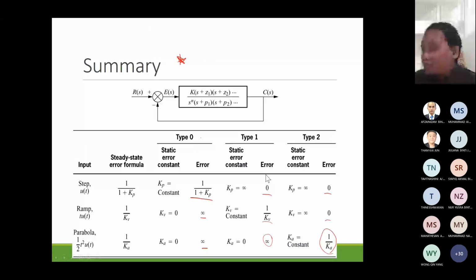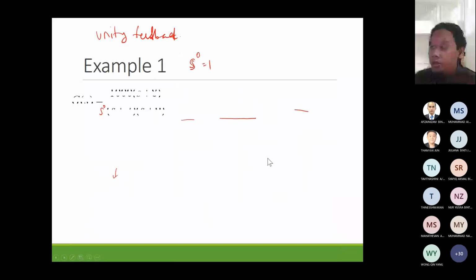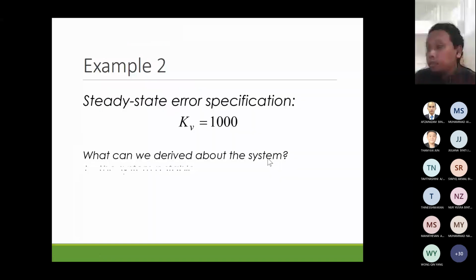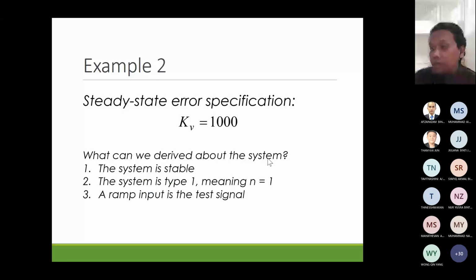Okay, type 1 because if we want it to have a steady state error, then it must be 1 over Kv. So if you use type 0 for a Kv value, then for type 0, there will be no Kv. And then for type 2, Kv equals infinity. So if you are given a Kv value, then you know that the system must be type 1. Okay. So it's a type 1 system. And then a ramp input can be used to produce a steady state error. If we use step input, then there is no steady state error.